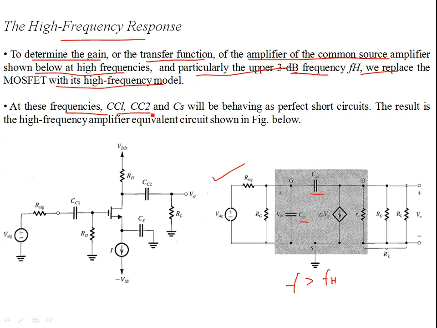So at these frequencies, CC1, CC2, the coupling capacitor and the bypass capacitor in this figure, can be taken as short circuits, because the frequency is high. Their impedance, 1 over omega C, is equal to 0, since omega approaches infinity and is very large. So we treat them as short circuits with 0 impedance. We don't have any coupling or bypass capacitances; we just have the internal capacitances of the MOSFET in the figure.